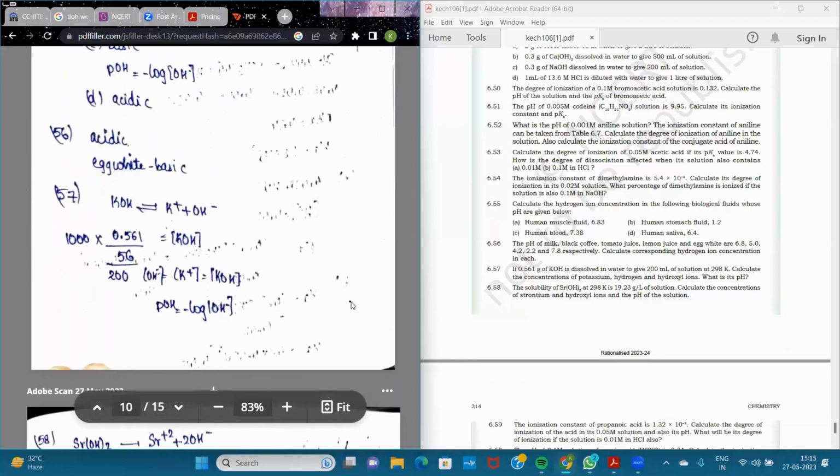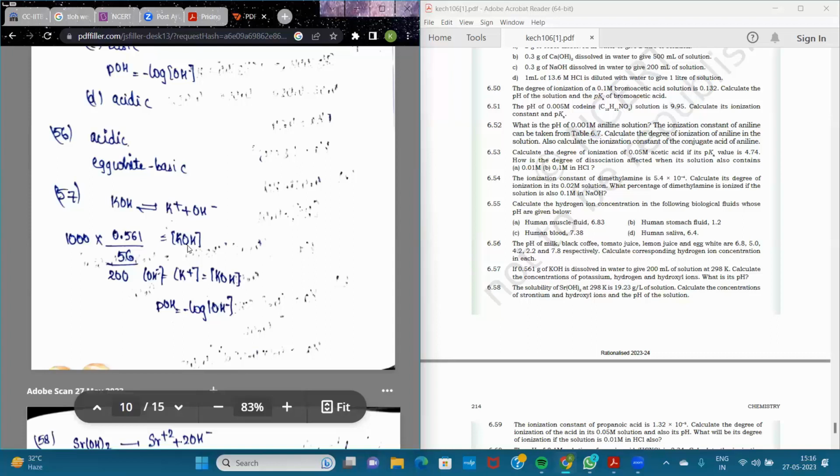57th question. They gave the weight of KOH dissolved in water to give 200 ml of solution at 298 Kelvin. Calculate the concentrations of potassium, hydrogen, and hydroxyl ions. In 0.561 grams of KOH, the concentration of KOH is 0.561 by molecular weight of KOH, which is 56, and volume is per liter. So we need to convert volume into liter. That is the concentration of KOH.